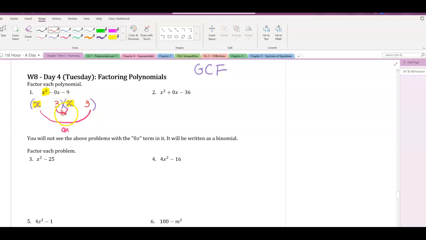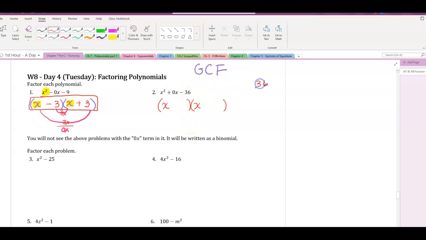This would give me 3x and 3x, and then I just need one of them to be negative. And it doesn't matter which one. -3, +3. And that is it. Same thing here. I do not have a GCF. X and X, my only options, and then 36.